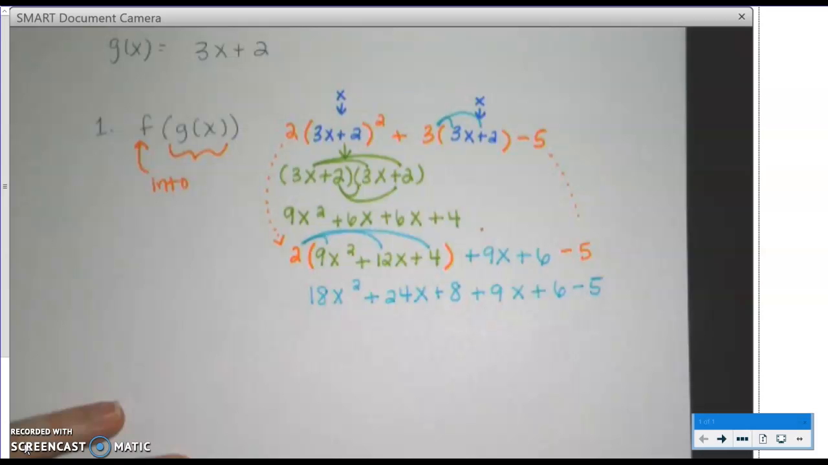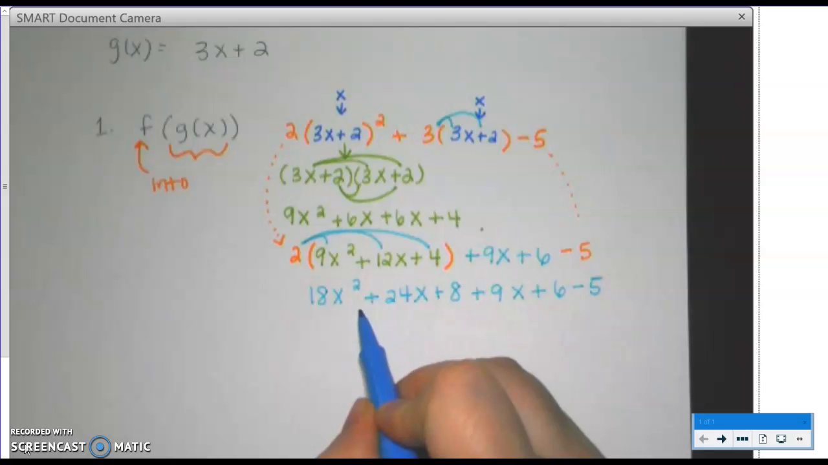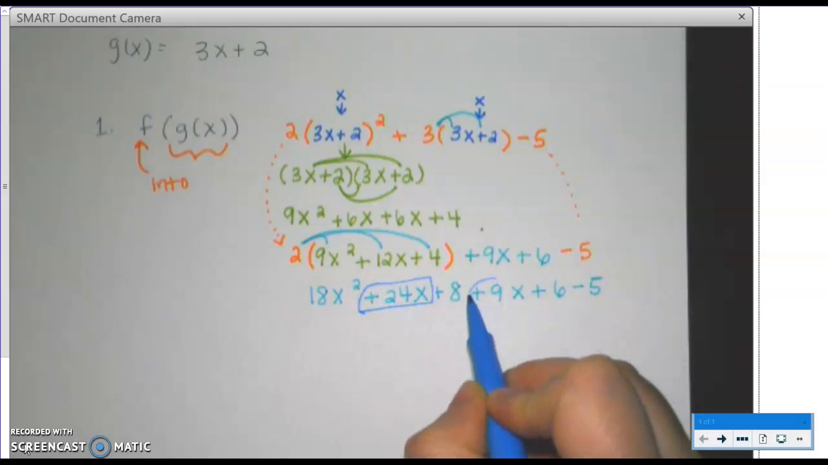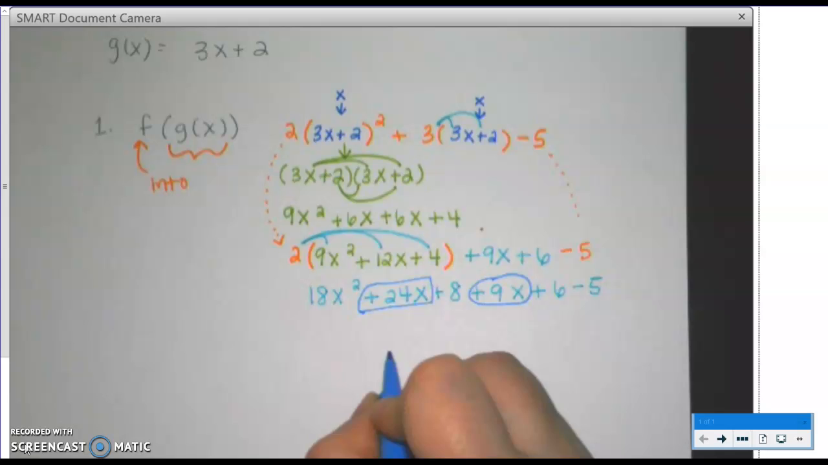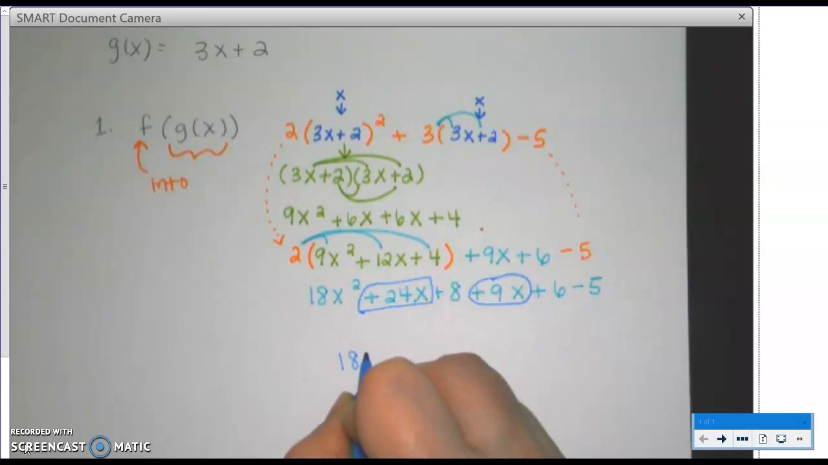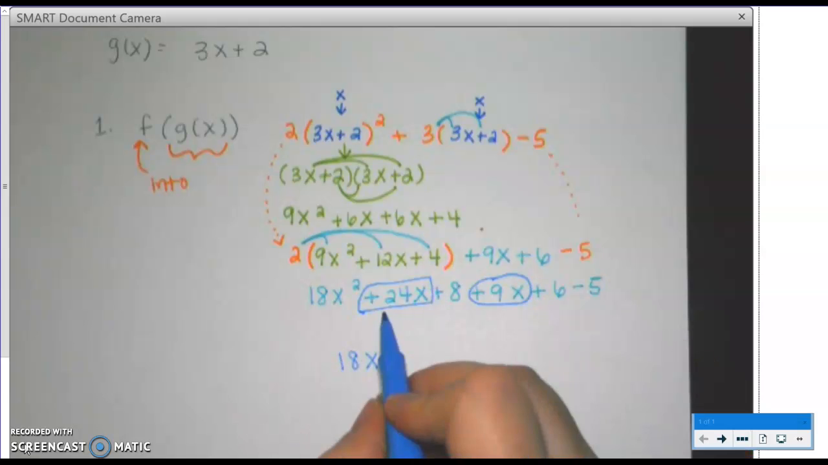All right, combine like terms. 18x squared does not have any like terms. But I have 24x and 9x that I need to go ahead and combine. So I'm just going to write the 18x squared because that had no like terms.